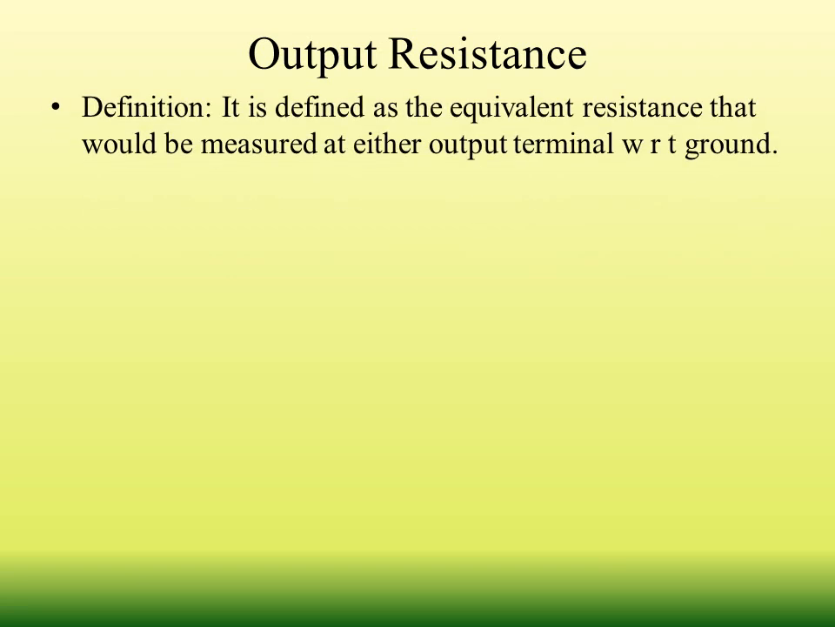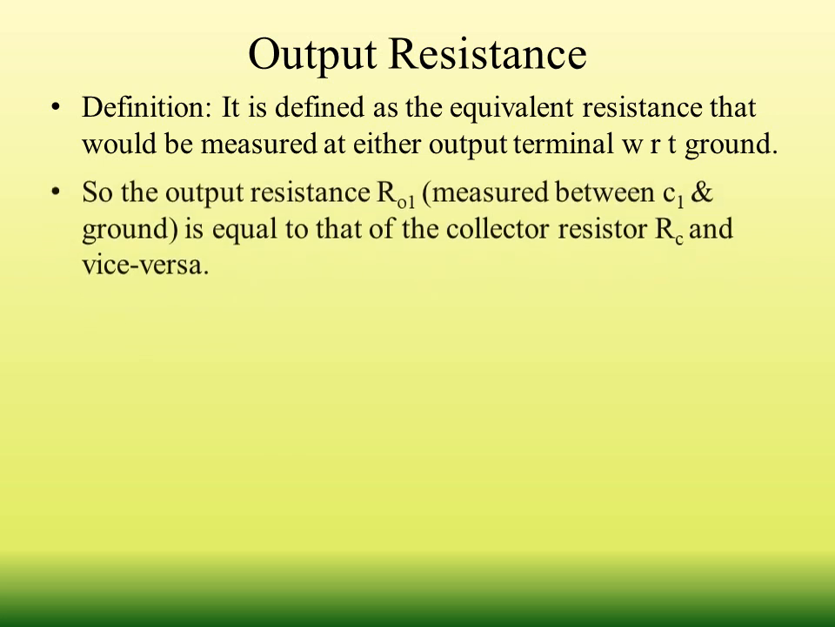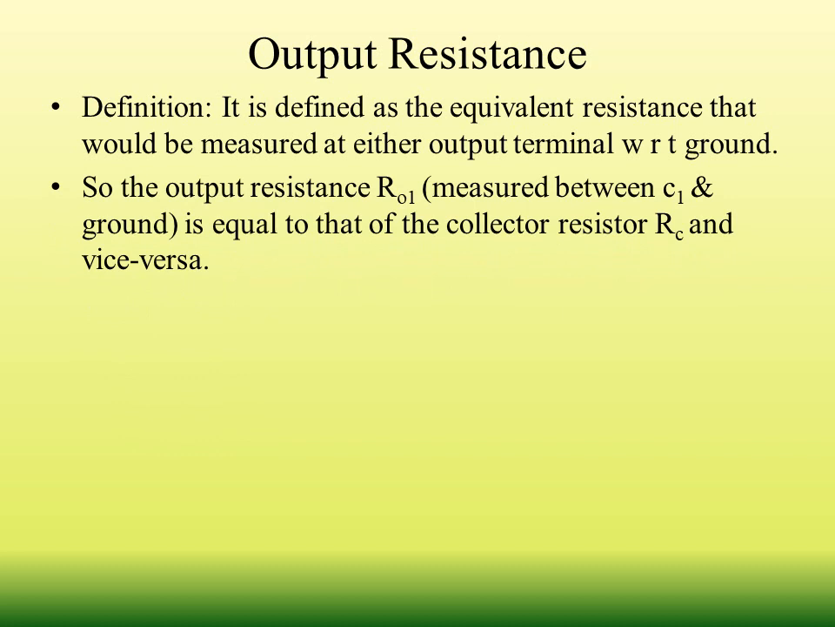Now we will calculate the third parameter, that is output resistance. Its calculation is very simple, but first we'll define what we mean by the output resistance. It is defined as the equivalent resistance that would be measured at either output terminal with respect to ground. We can calculate the resistance at any output terminal with respect to ground, and that resistance will be the output resistance. So the output resistance RO1, what will it be? It will be measured between C1 and ground. This we have already calculated. What was it? It was equal to the collector resistor RC. Initially we had calculated it. So RO1 is equal to RO2 is equal to RC. This is the output resistance.